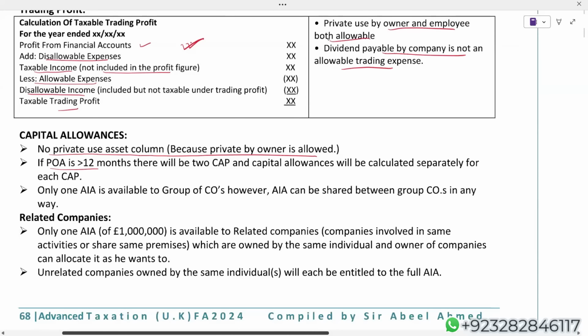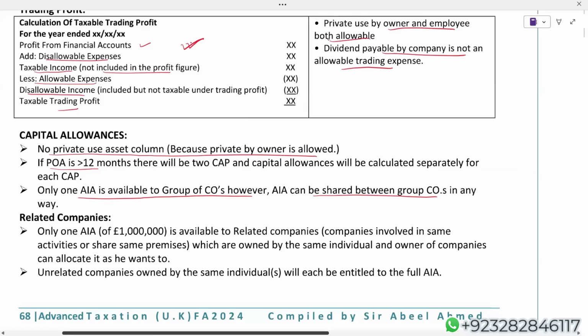If the period of account is more than 12 months, as we have already discussed, you have to split that into 12-month periods. And for each chargeable accounting period, separately, you will have to calculate capital allowance. Only one AIE is allowable to a group of companies. The annual investment allowance limit is 1 million, but only 1 million is available to the entire group. But obviously, it is up to the group how they want to utilize it.